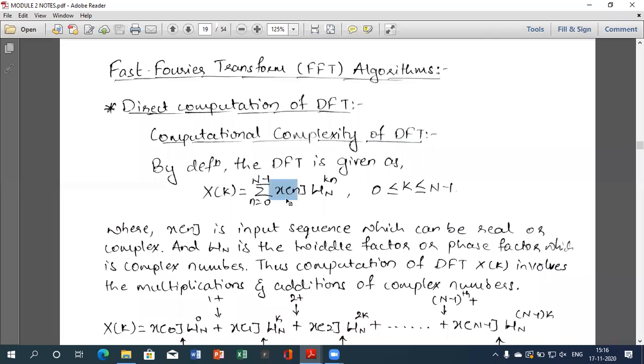Now, what is this x of n? x of n can hold real or complex values, and W_N is the twiddle factor. Sometimes it is also called the phase factor; both are the same. So here x of n contains both real and imaginary samples, and with respect to that, the twiddle factor also has imaginary and real parts. That is cos theta plus j sin theta, which holds both real and imaginary values.